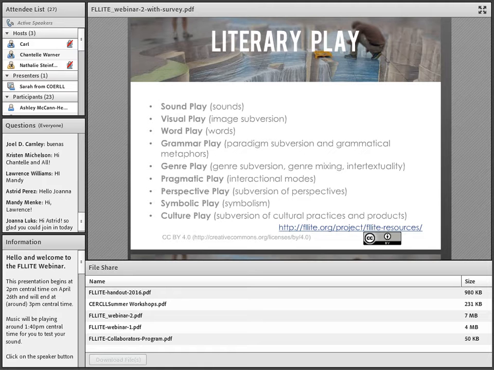It also manifests in more interactional types of play, either between characters that are represented or between the reader, listener, or viewer of the text. And this is what we call pragmatic play. And it also can be exhibited in plays with perspective. So, for example, different shifts and subversions in who is telling a given story. And then also in literary play that really relies more heavily on the background knowledge of the reader, as we see in symbolic play and culture play. And there's a link at the bottom there which takes you to the FLLITE website. And so after the webinar, when you can go back to these slides, if you want a more thorough discussion of these different types of play and also some key examples, that's where you can follow up on that.